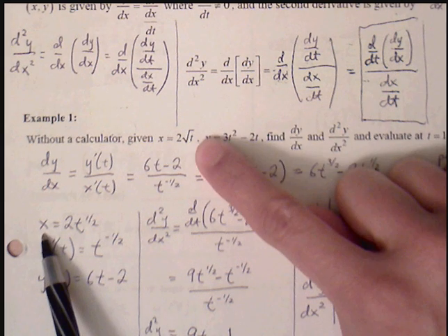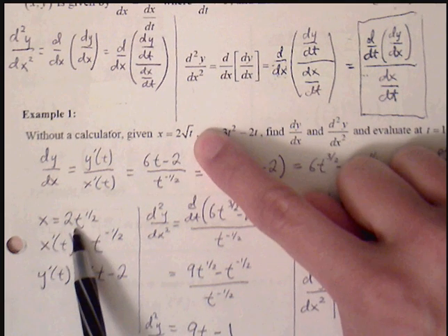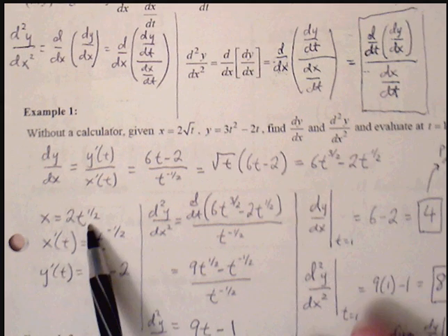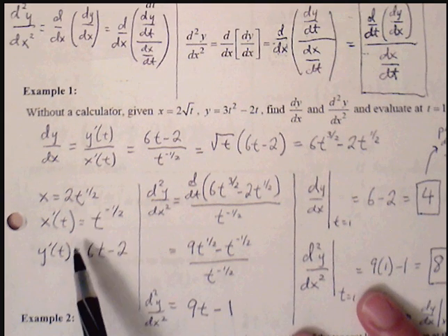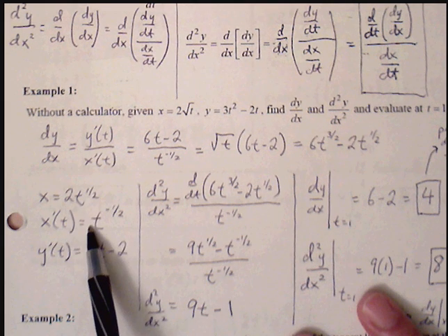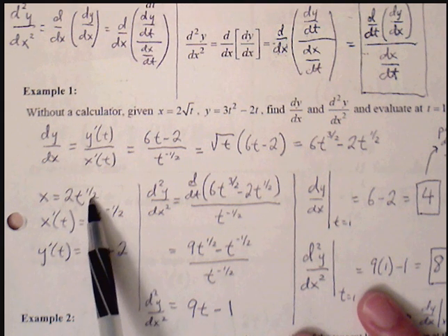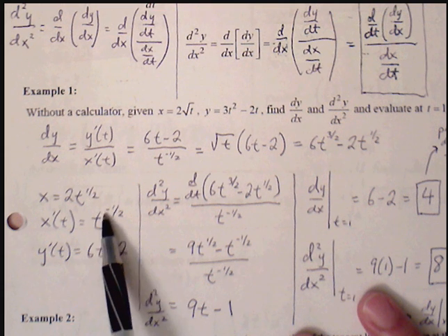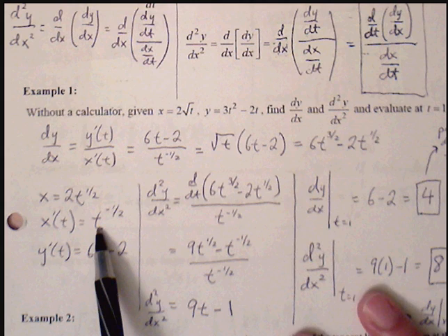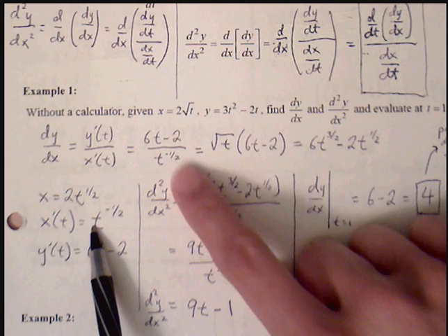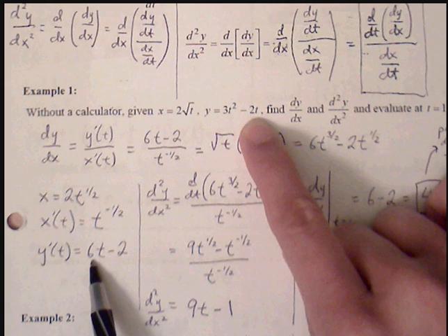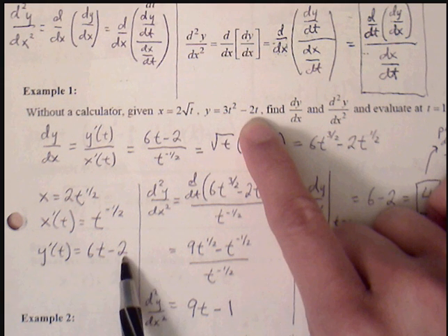To get to x prime of t, I'm going to first rewrite it with rational exponents, as 2t to the 1/2. To find the derivative, I bring the 1/2 in front. 1/2 times 2 is 1, so that cancels out. Subtract 1 from the exponent, so 1/2 minus 1 is negative 1/2. So here is my x prime of t. To find y prime of t, 3t squared becomes 6t, minus 2t becomes negative 2.